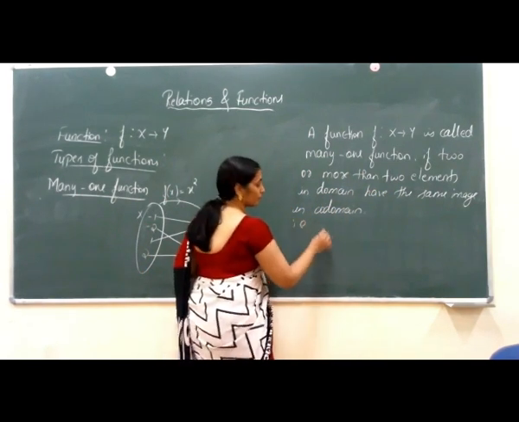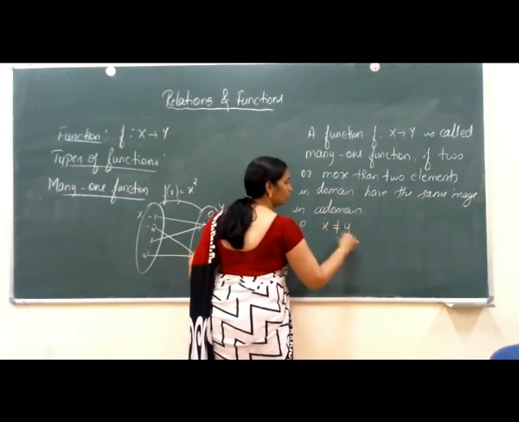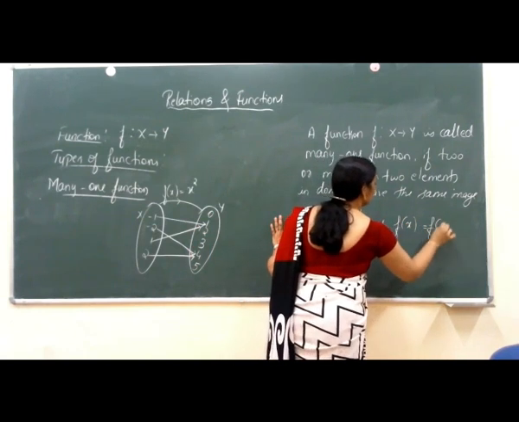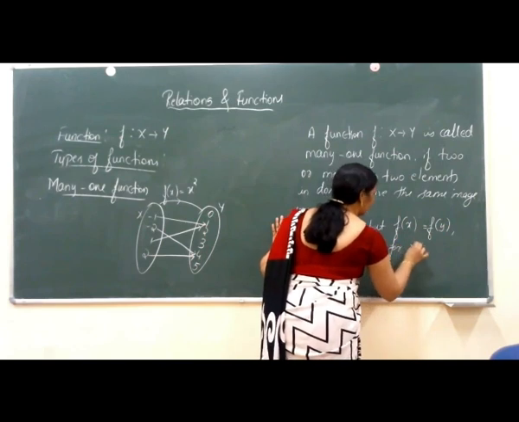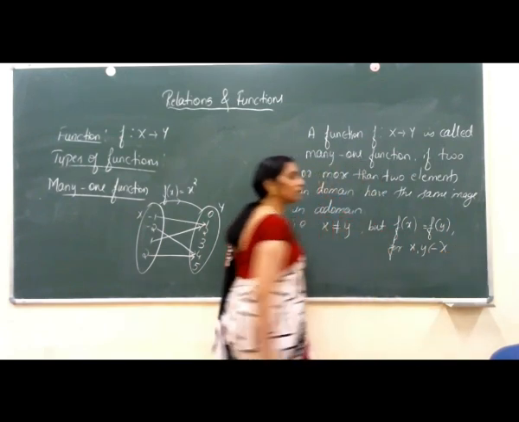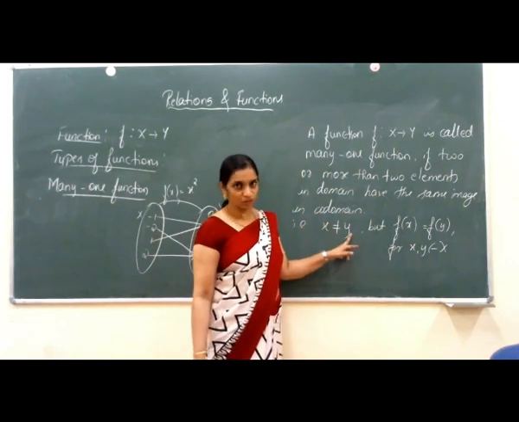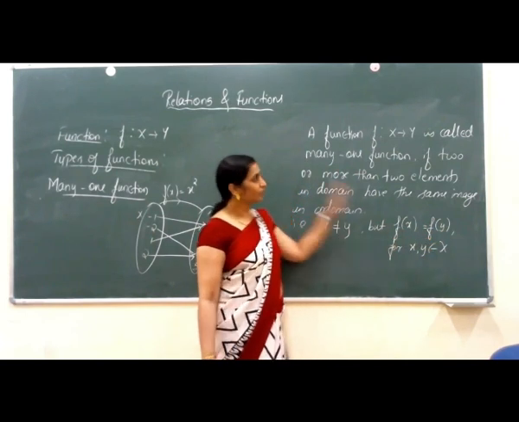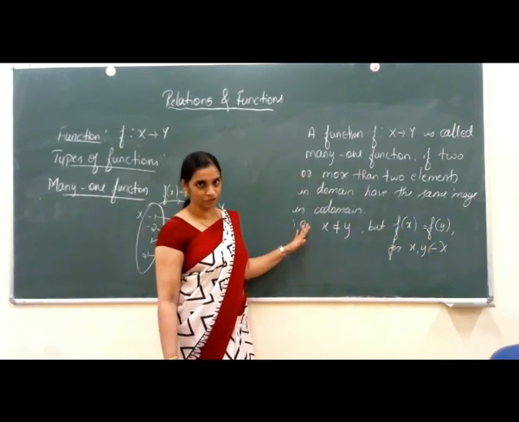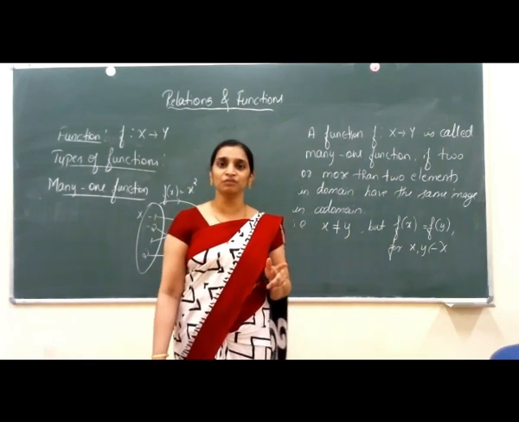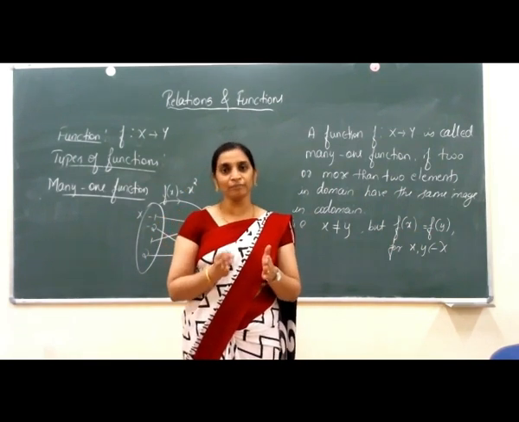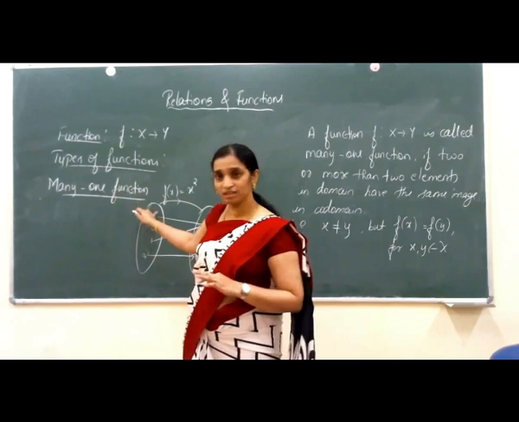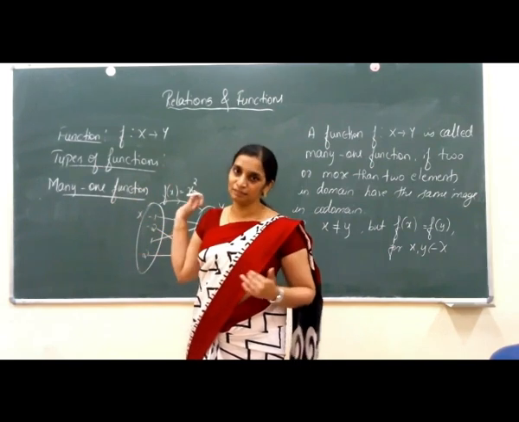That is, x not equal to y, but f of x is equal to f of y for x, y belonging to the domain X. X and y both are different, but their images, that is f of x and f of y, are equal. This type of function is called many-one function. So make sure you know the difference between one-one and many-one function. One-one means different elements, different images. But when you consider many-one, many elements, same image.